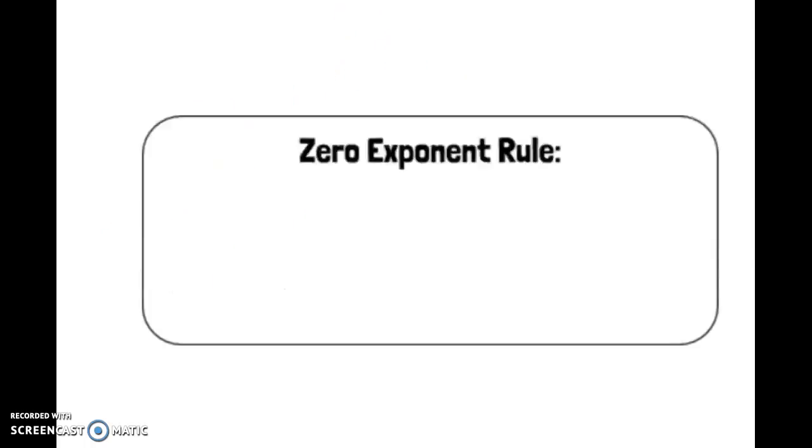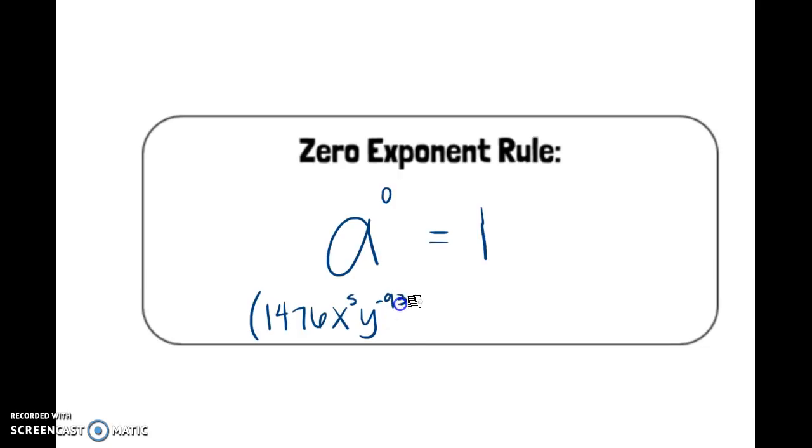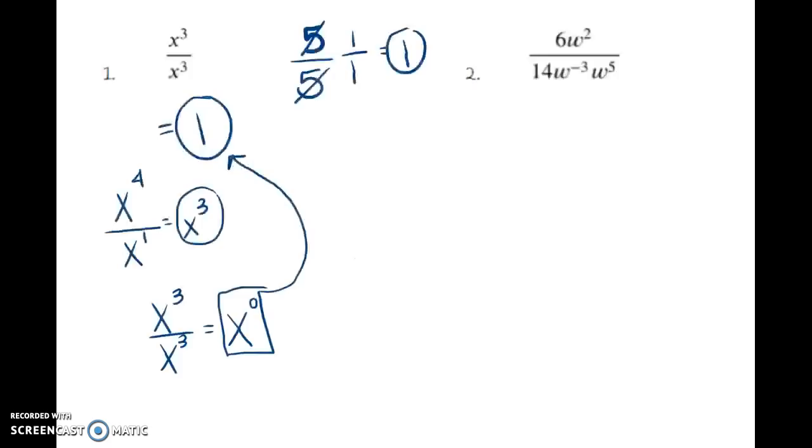And there's a spot on your notes to write that rule. This is called the 0 exponent rule. And that basically is saying anything to the 0 power is 1. That means even if I took something crazy like 1,476 x to the fifth, y to the negative 93rd, all of that to the 0 power, it's 1. And it doesn't have to get any more complex than that. Let's look at another example, number 2.